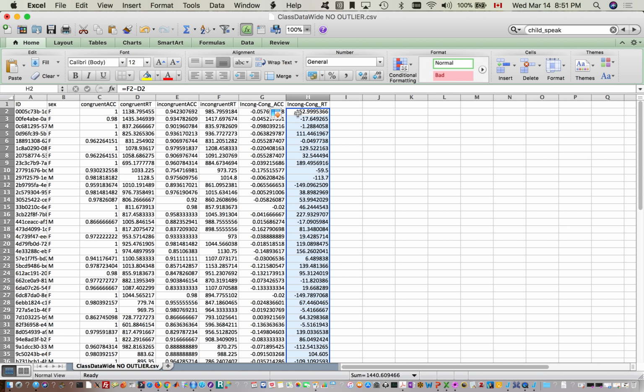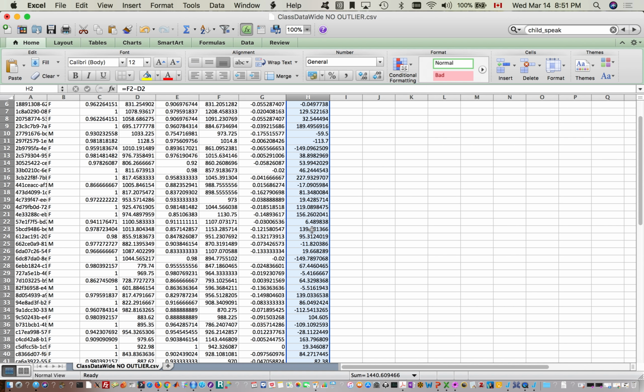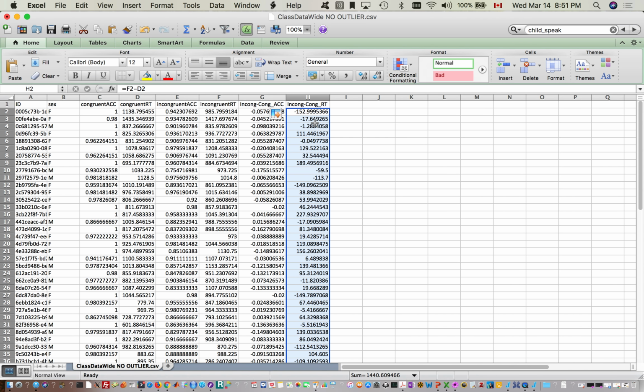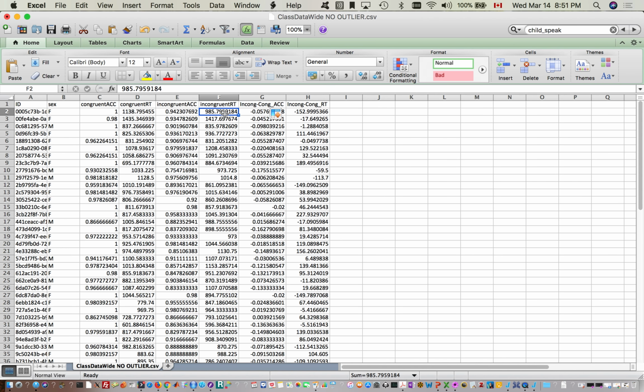These are milliseconds, so this is the amount of slowdown that you're actually experiencing when you are looking at this task. So if you are looking at the incongruent task here, it looks like this person was actually faster on this particular task. If you have a larger number, then that means that they were slower.